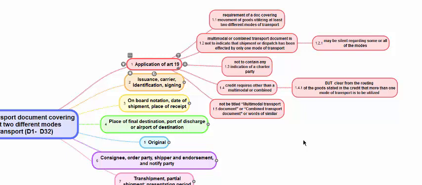If there is a requirement on the credit for a document covering movement of goods utilizing at least two different modes of transport, then Article 19 will be applicable. It can be called multimodal or combined or whatever, and it should not indicate that shipment has been effected by a single mode. It need not indicate the number of modes used. It may be silent whether one, two, three, any number of modes were used, but it should not say it has been shipped by a single mode.